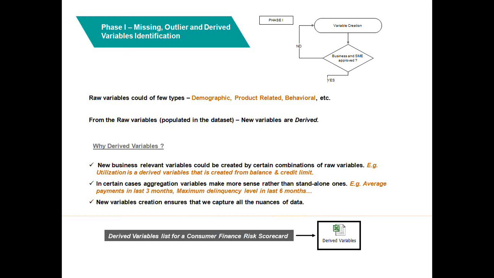In certain cases, aggregation variables make more sense rather than standalone ones, that is, average payments in the last 3 months, maximum delinquency level in the last 6 months. It might be that the average payment in a particular month as a standalone is not coming into the model, but when we take the average, median, moment variable, or ratio, or delta variable, that could be in the model. New variable creation ensures that we capture all the new sense of the data.